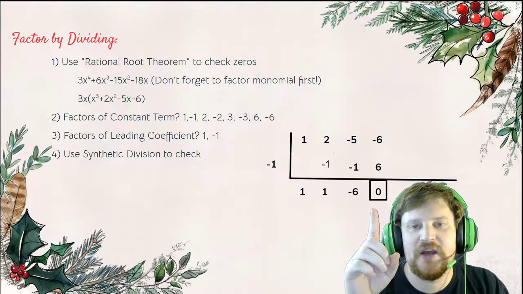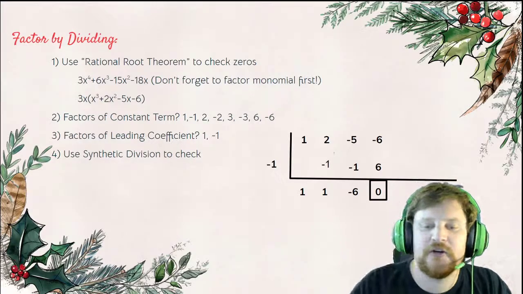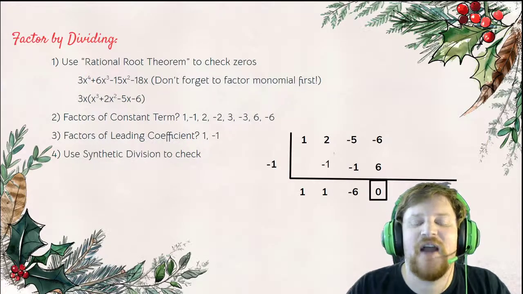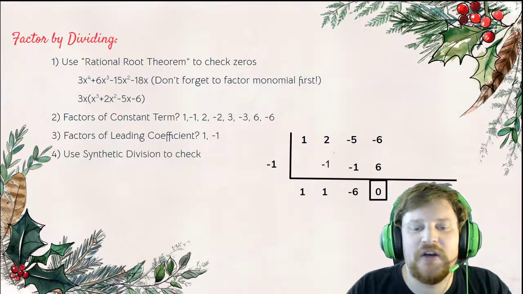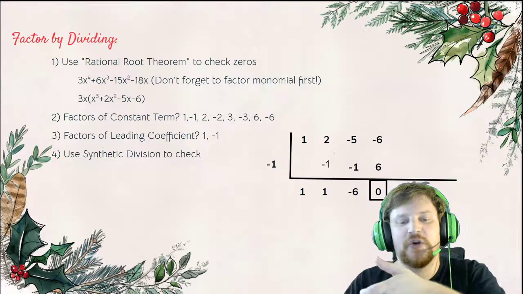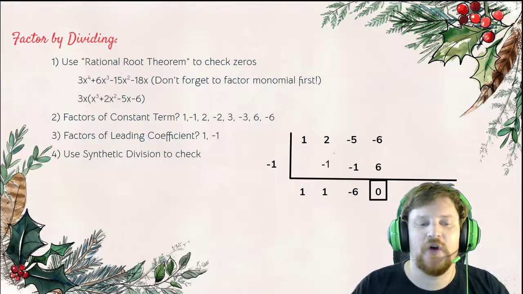If you get a 0 as your last term, remember that means you have no remainder. That also means that this is a factor. Negative 1 is a factor. So what we have to pull out is the opposite of that, so we're going to pull out an x plus 1.